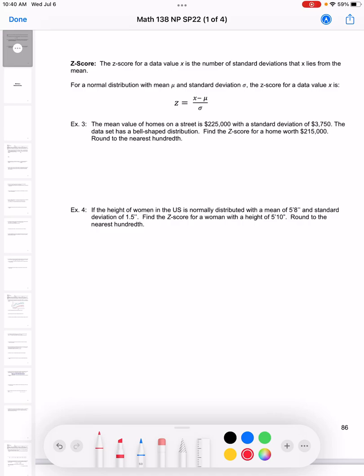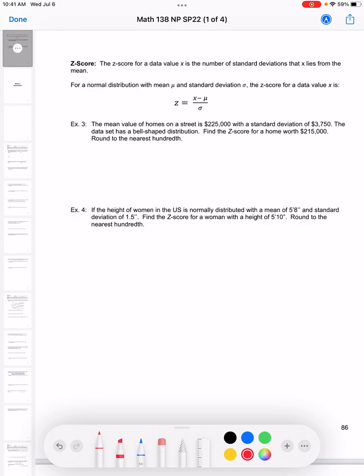Right, one other small topic in 10.4 is our z-score. And our z-score kind of measures the number of standard deviations that we lie away from the mean. So we might not be exactly at 2 standard deviations or 3 standard deviations. It might be somewhere in between there. So our z-score helps measure this.